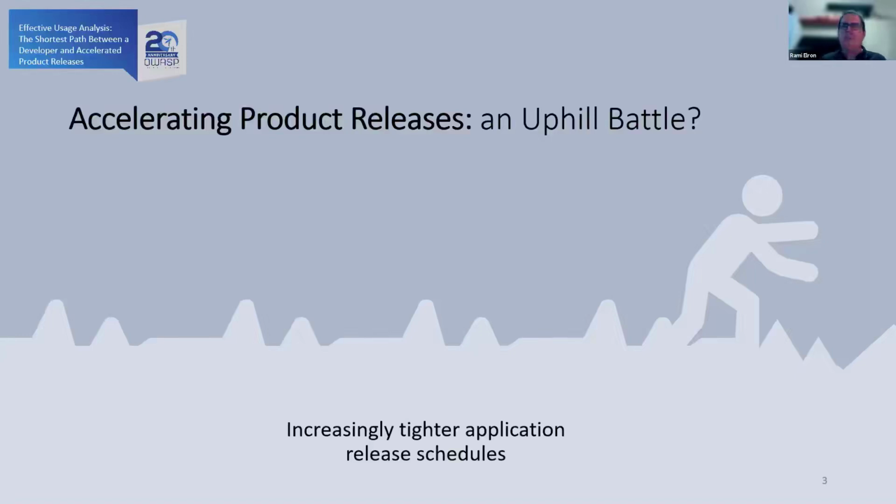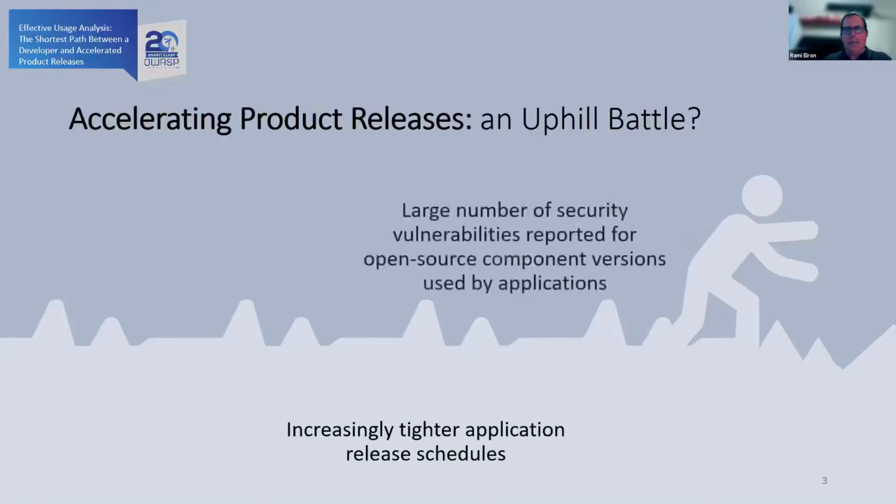It starts out with increasingly tighter application release schedules, which is another way of saying that there are some incongruent elements, such as the business directives on one hand and the pragmatic requirements on the other hand, that simply need to find a way to coexist. And this is not simple, especially when there is a large and increasingly larger number of security vulnerabilities reported for open source component versions used by the applications.